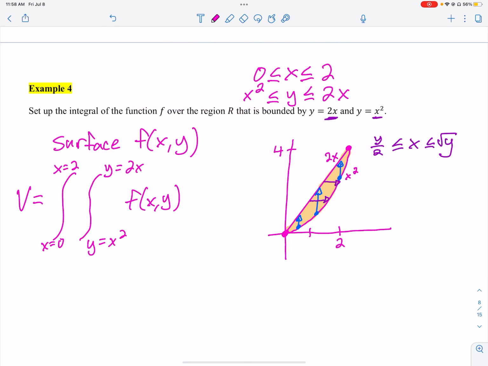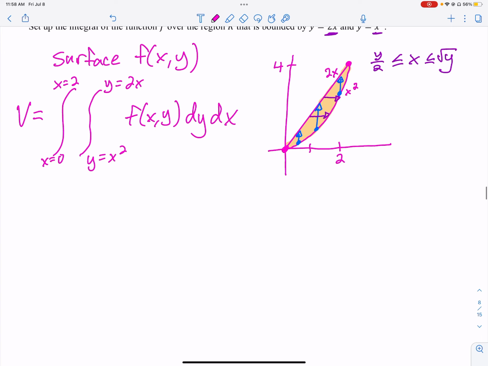I like using squares and 2's times 2's. Those are easier. But here's an important part as well. That has to be a dy dx, because y is on the inside, x is on the outside. We can't solve this because we don't know what the surface is. But this is how we set up when we have two different curves that define our region.